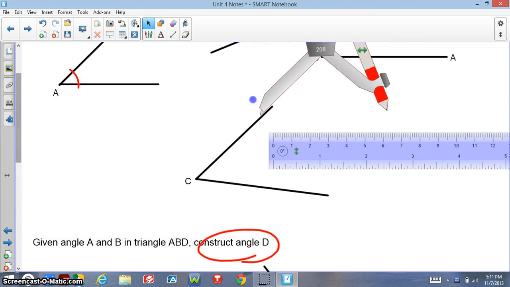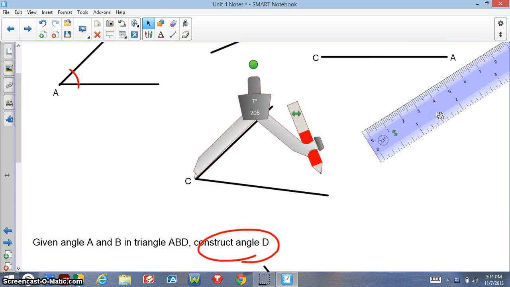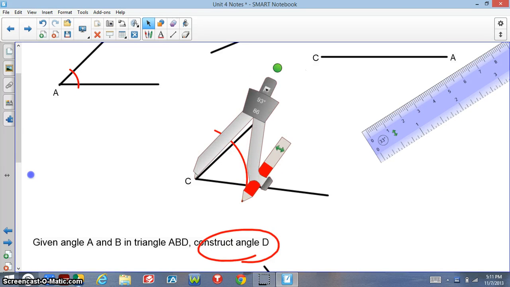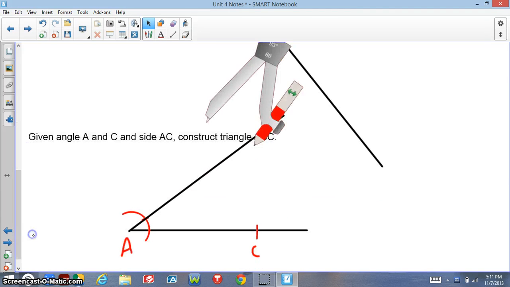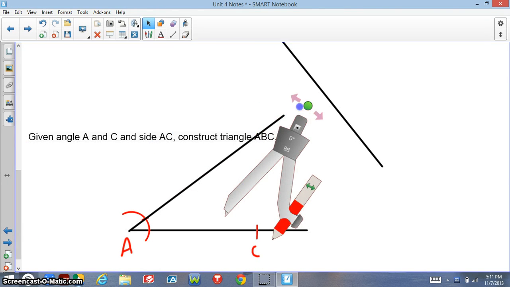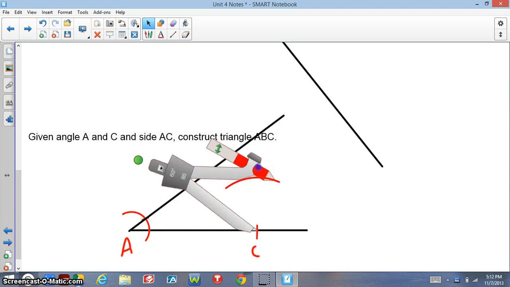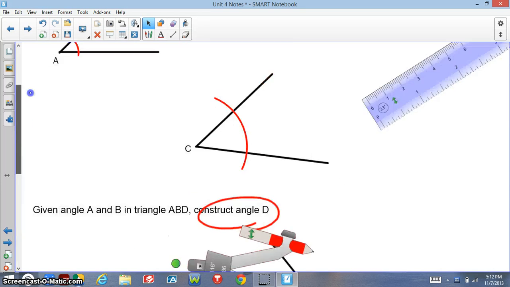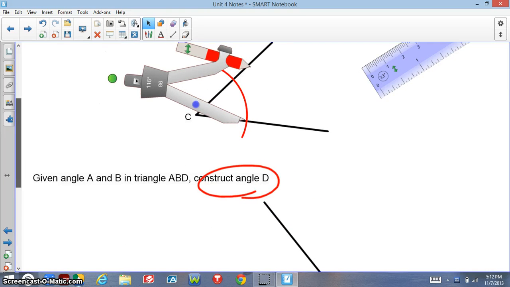So let's go to angle C. Move the ruler out of the way. Draw an arc in there. Put the metal point there. Draw an arc in there. Go back up to my design here.